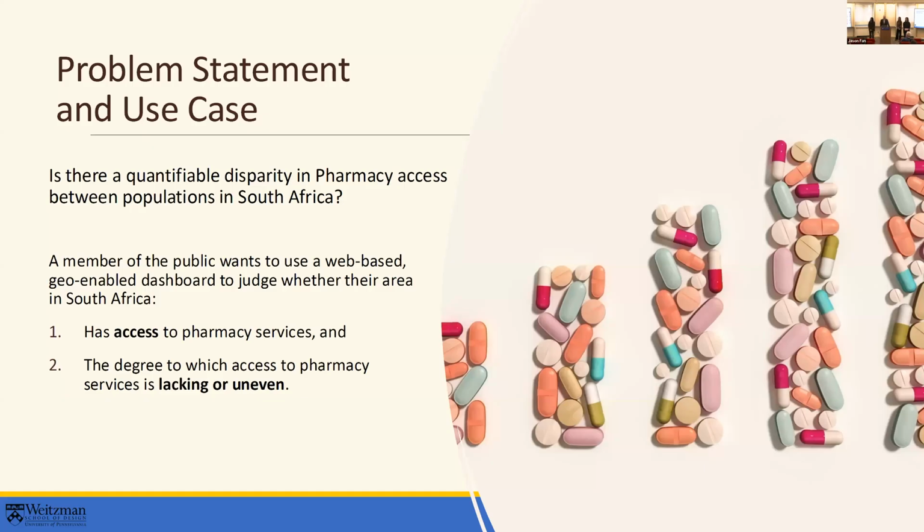So the problem that DARE wanted us to explore was if there was a quantifiable disparity in pharmacy access in populations in South Africa. Our use case is a member of the South African public that wants to use a geo-enabled dashboard to understand if their area has access to pharmacies and the degree to which that access is uneven across their country.